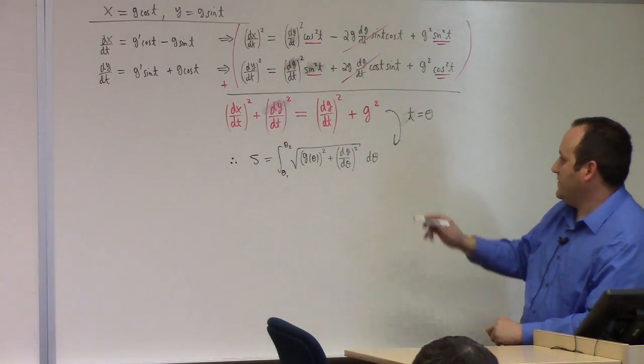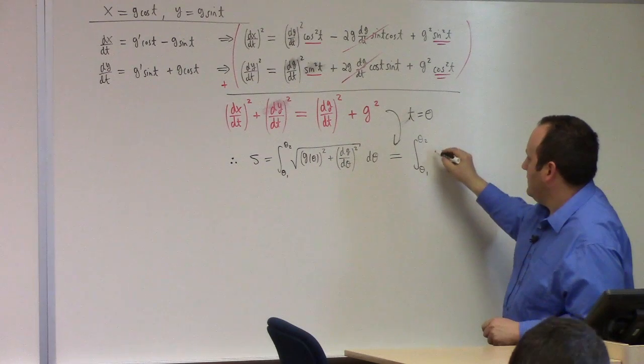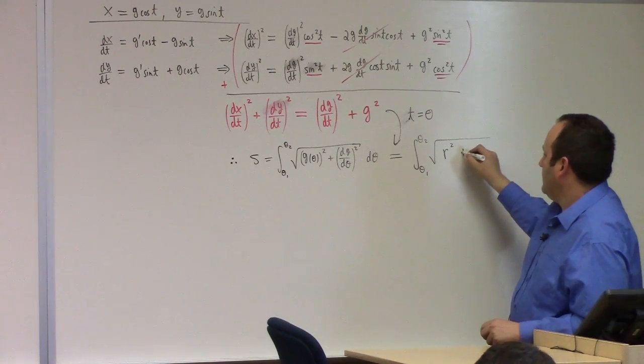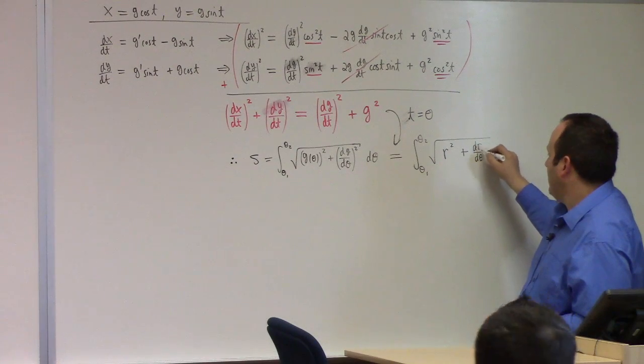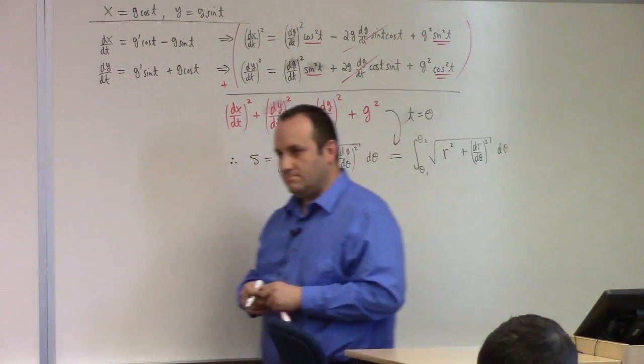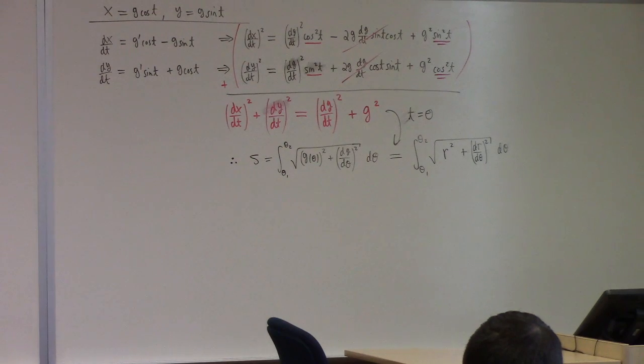Of course, I personally like to look at this in terms of the r instead. So you could also write this with the understanding that r is a function of theta, like the square root of r squared plus dr d theta quantity squared d theta. Any questions?